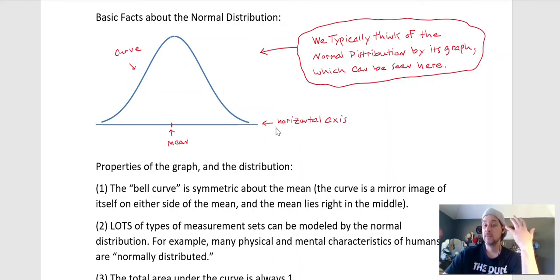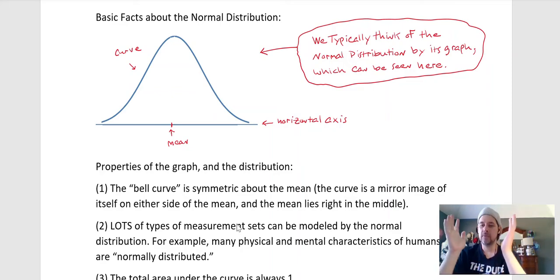Now, where does this come in? It turns out that lots of types of measurements, especially things like the physical and mental characteristics of humans, are normally distributed. If you could measure people's IQs or their weights or how fast they can run, things like that, it's very common for physical and mental characteristics of humans to be normally distributed, meaning that the thing that ends up explaining those numbers is this curve. I haven't told you how yet, but that's where we're going.